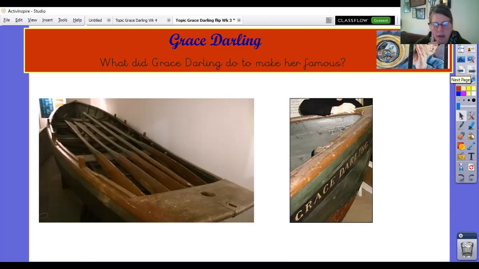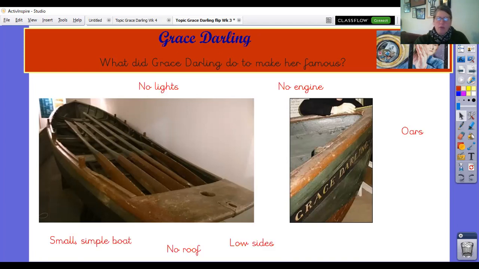Now let's have a think. Imagine that you were sat in that boat that night, rowing to rescue those people. How do you think you would have felt being in that little boat? Have a think for a minute. Well, let's have a look.